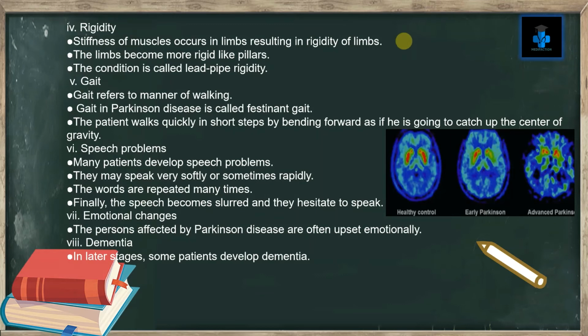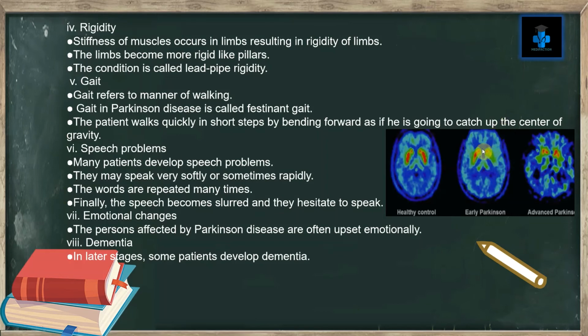Speech problems. Many patients develop speech problems. They may speak very softly or sometimes rapidly. The words are repeated many times. Finally, the speech becomes slurred and they hesitate to speak. Emotional changes. The persons affected by Parkinson's disease are often upset emotionally. Dementia. In later stages, some patients develop dementia.